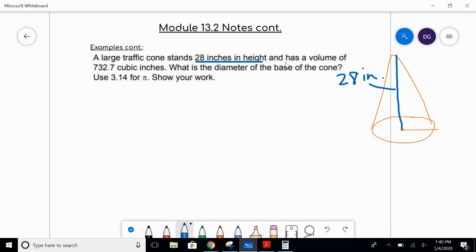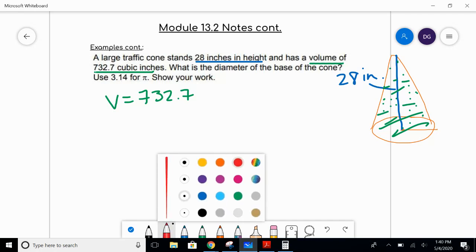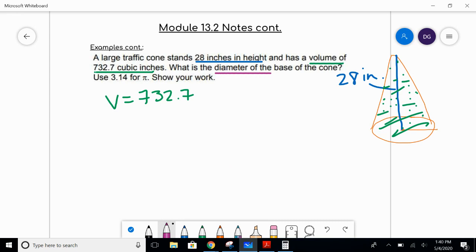And it has a volume. This time we know the volume. So all the space on the inside of this right here, if we took all that space, our volume is equal to 732.7 inches cubed, right? That's our volume. What we are looking for is, let's use, what color do we want to use? Let's use purple. We're looking for the diameter of the base.